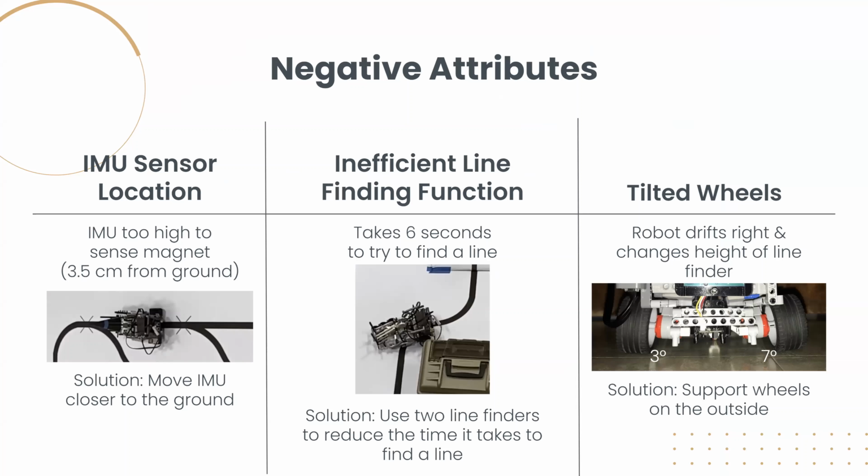In the picture, you can see the macro continuing down the line when it should have turned at the X behind it where a magnet is located. To fix this, the IMU sensor needs to move closer down to the ground.